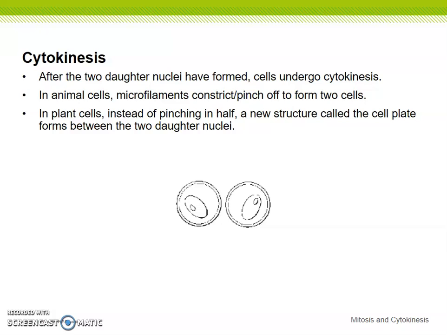So the Golgi body will secrete vesicles and line them up in the middle, forming a structure called the cell plate. And that cell plate will eventually thicken into a new cell wall, separating the two cells. So plant cells have to do it a little bit differently because they have that cell wall that won't let them pinch in the same way.